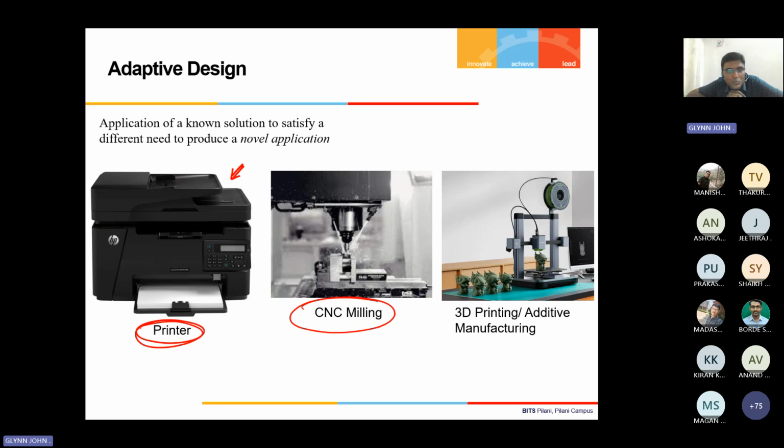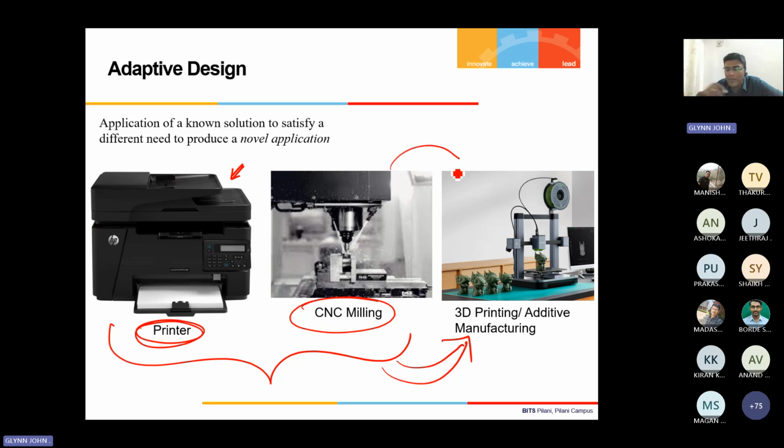You have motors moving a tool across three different axes, and depending on the pattern that you give, it's going to machine a component. Now these are known technologies which have existed. Now if you see, based on this, they have created 3D printing or additive manufacturing. So here again, the technology is very, very similar to a regular printer, right? For advanced models, you will use technologies from a CNC machine, right? But overall, the technology is very, very similar.